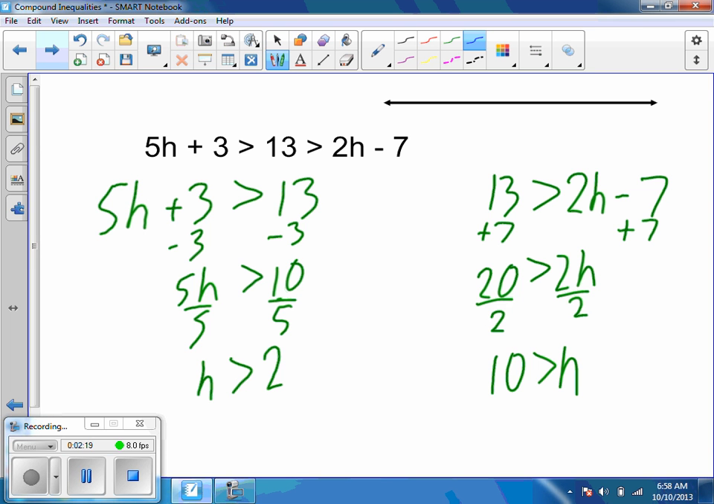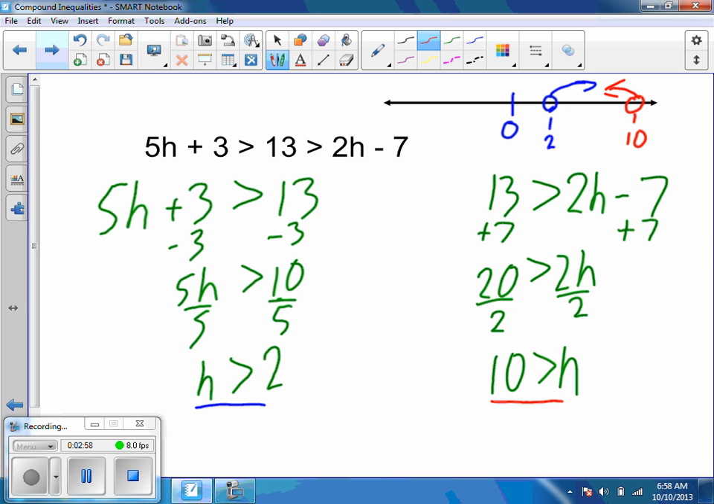Now let's look at those on the number line. So let's first graph this one right here, h is greater than 2. I'm going to put an open circle at 2. There's 2, and h is greater, so it's going to go off that way. Different color here for 10 is greater than h. I'm going to have an open circle once again because it's not or equal to. There's 10. And h is going to be the smaller numbers than 10. 10 is bigger than h, h has to be smaller, so it's going to go this way.